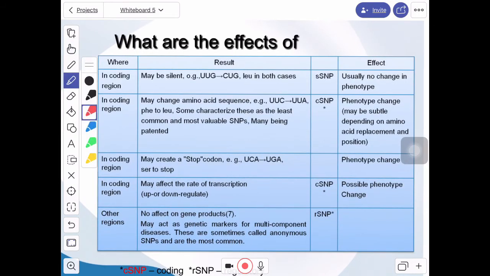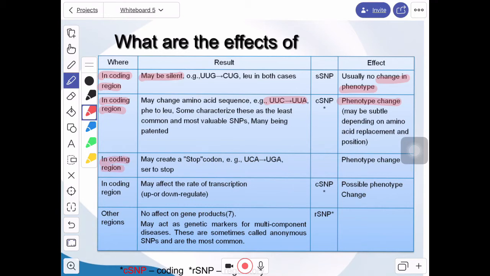Now if SNPs happen in the coding region, that means the region which is transcribed to produce an mRNA and then leads to formation of a protein, sometimes it may be silent, resulting in no change in the phenotype. But if it happens in the coding region and changes the sequence, for example, UUC becomes UUA, such an SNP may lead to a change. The amino acid change may lead to certain diseases.